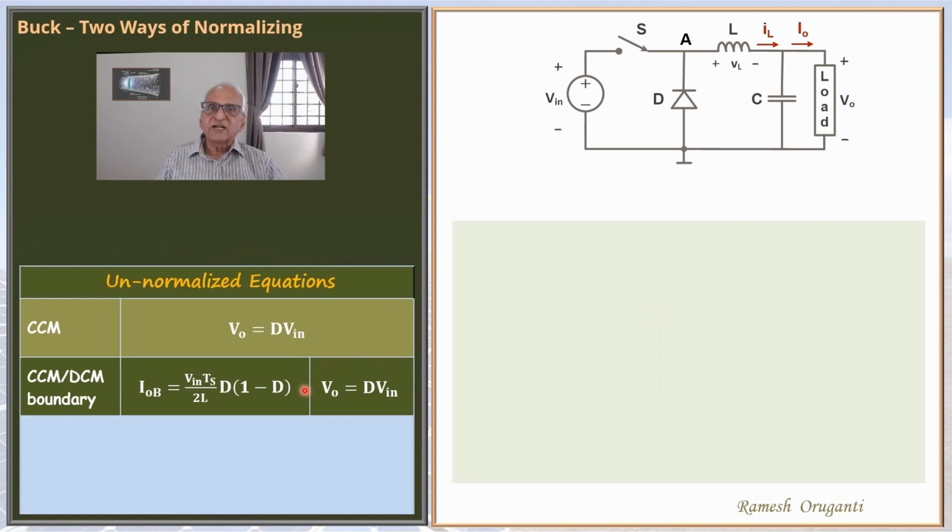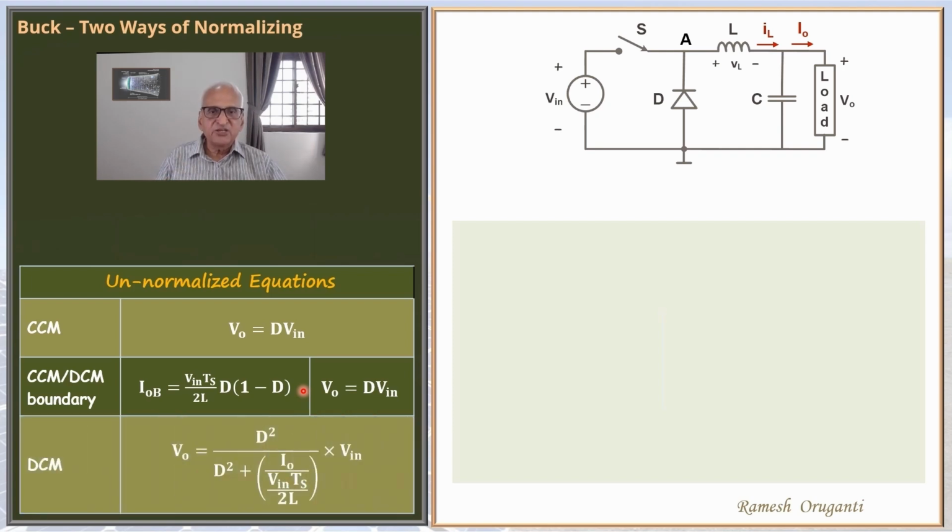If we reduce the current even more, then the operation enters discontinuous mode and the output voltage is given by V naught equals D squared by (D squared plus I naught by (V in Ts by 2L)) times V in. Here you notice that the output voltage depends on the input voltage, the duty cycle, the output current, and even the frequency or the switching period and the inductor value.